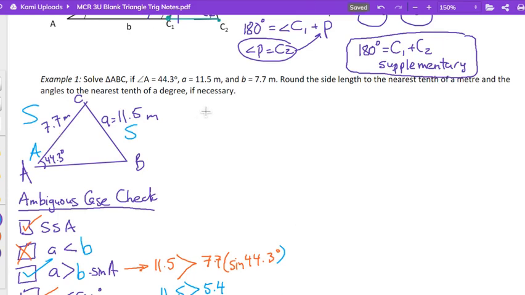Now, folks, we're not going to go through and solve this triangle because that's old news. We know how to do that. We know we're going to get one answer. What are we going to solve for? Well, we're going to find this side, this angle, this side, right? Yes. Go ahead.